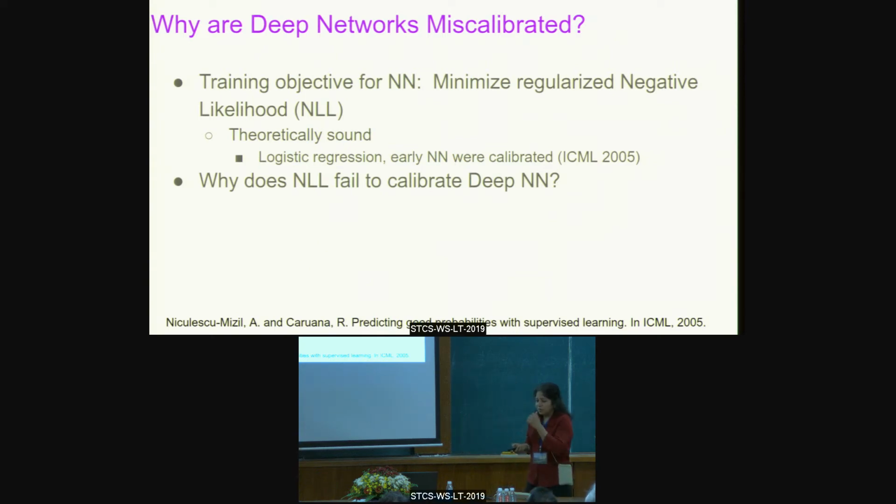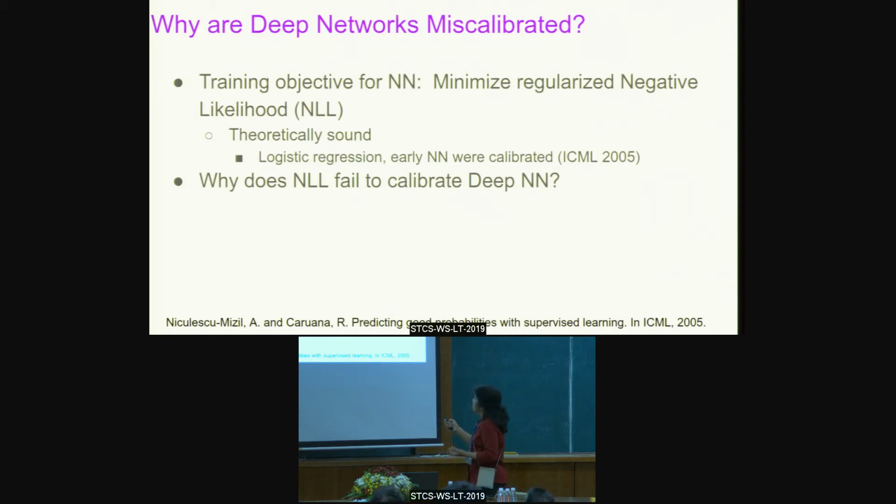Before we do that, I just want to state some results from somebody else's recent work from ICLR 2018, which tries to explain why modern neural networks are miscalibrated. The training objective for these neural networks that we were measuring is negative log likelihood, which is a theoretically sound objective. And in fact, in the past, logistic regression classifiers and neural networks trained with cross entropy loss, we are talking about the 2005 time frame, were known to be well calibrated.